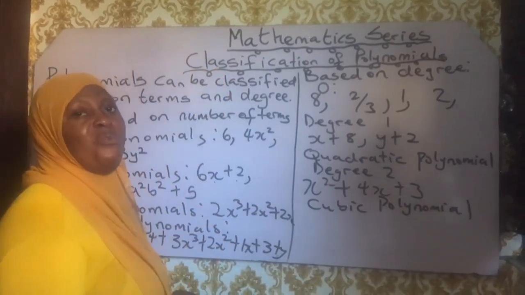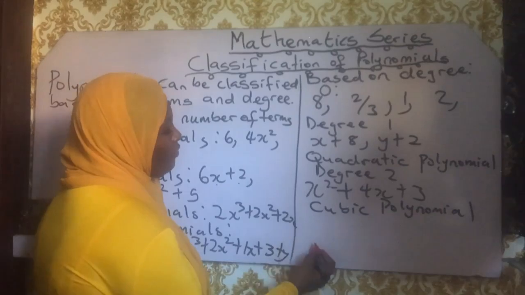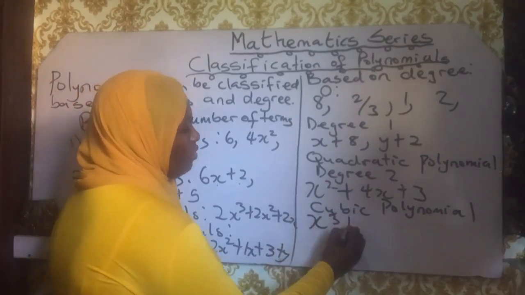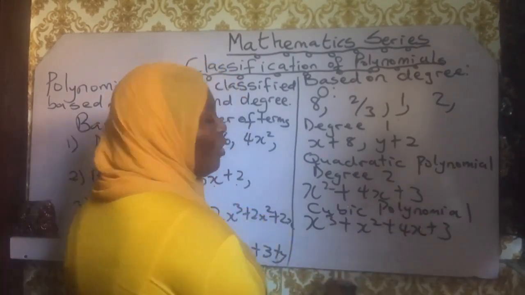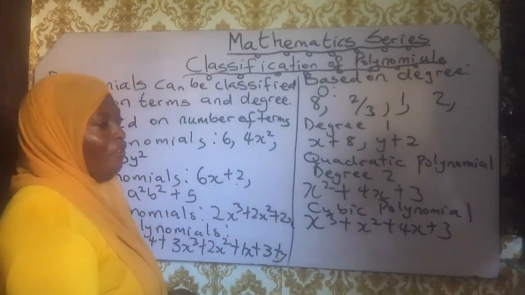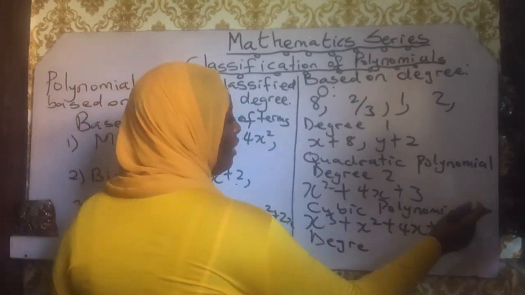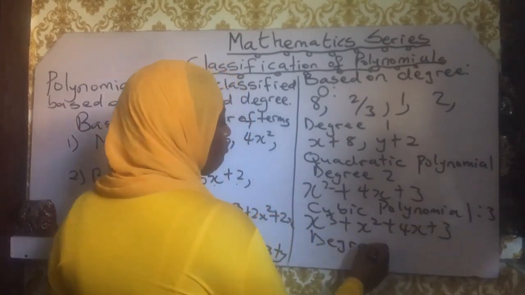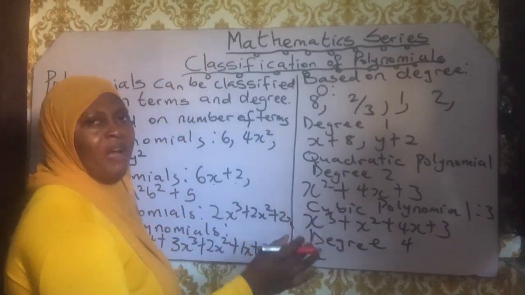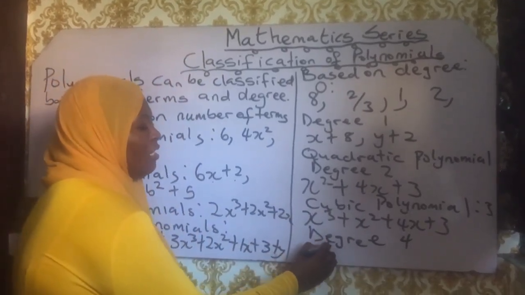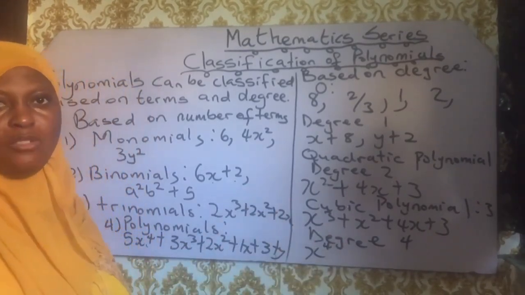Cubic polynomial, where you have the highest power of the variable to be 3. For example, x cubed plus x squared plus 4x plus 3. You can also have the degree of 4. So cubic polynomial is degree of 3. Then you have the degree of 4, where you have the highest power of the variable to be what? 4. And so on and so forth.